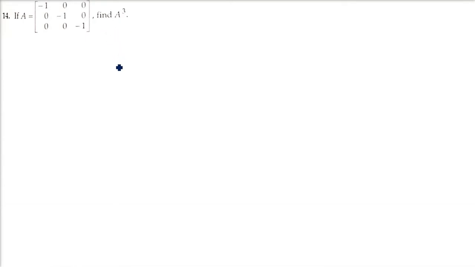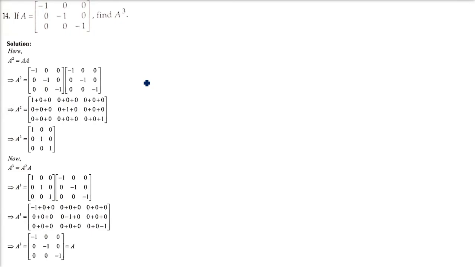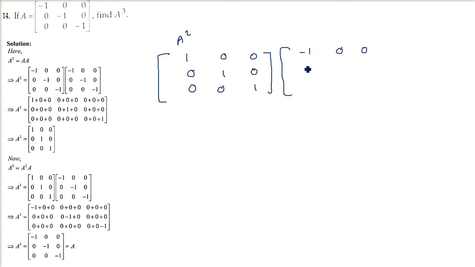Same thing you have to do for A cube. So A square we have already done just now in the previous question. Let me write the A square, which we have already done, and now we will multiply it by A. A square was actually the identity matrix. Now we will multiply it by this, all diagonal elements being negative 1: 0, minus 1, 0, 0, 0, 0, minus 1.